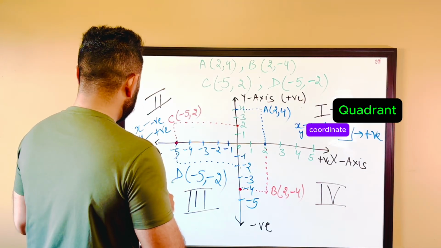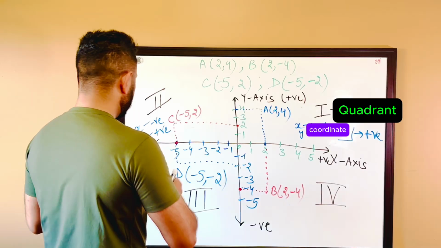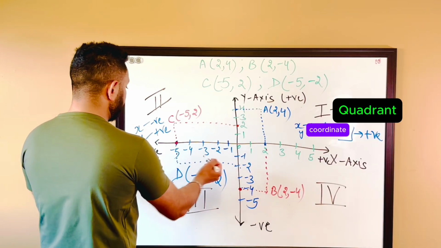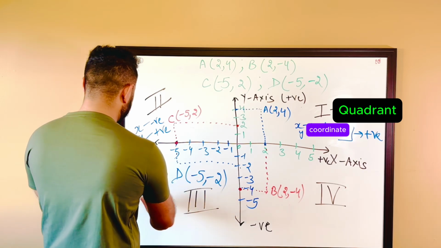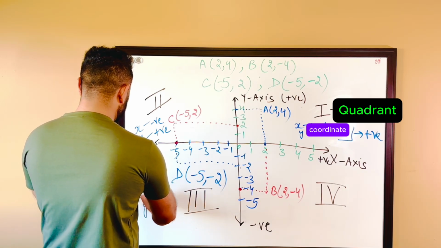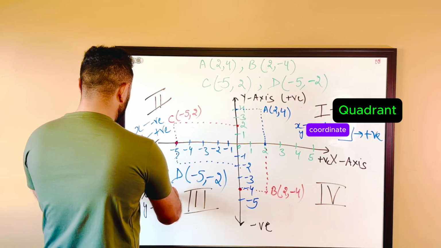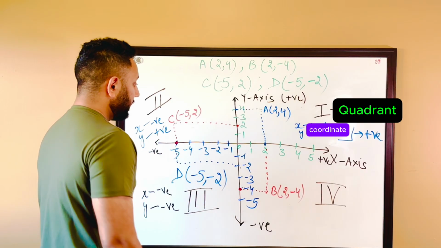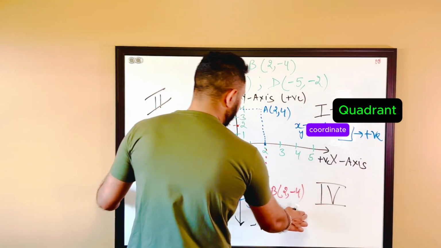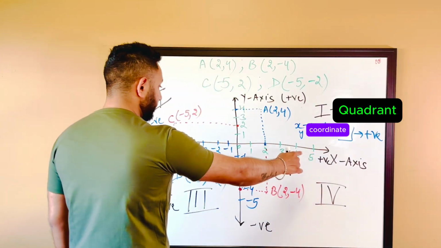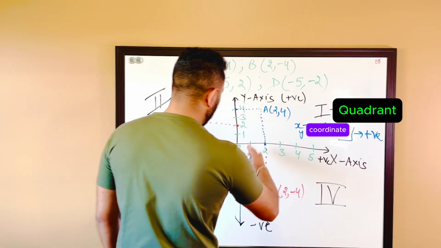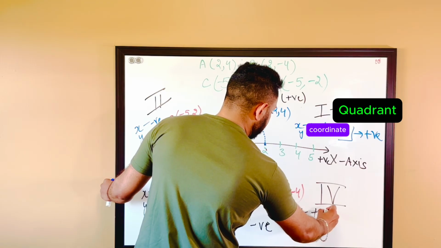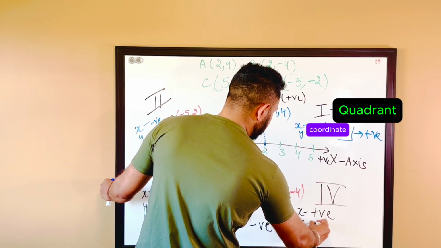So the third quadrant. In the third quadrant, the value of x coordinate and the y coordinate are both going to be negative. And if a point lies in the fourth quadrant, the value of x coordinate is going to be positive and the value of y coordinate is going to be negative.